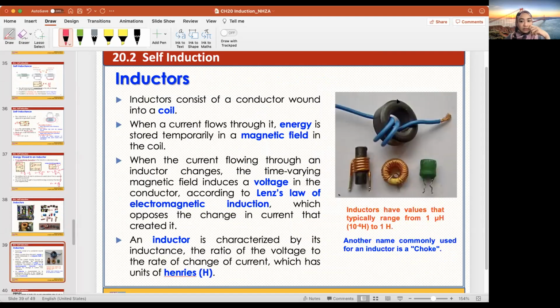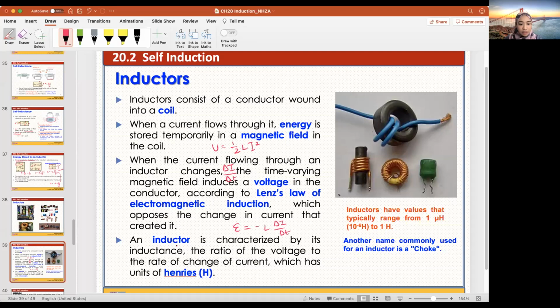So inductors consist of a conductor wound into a coil. When a current flows through it, energy is stored temporarily in the magnetic field of the coil. So U equals to 1 over 2 Li squared. So this is the potential energy. When the current flowing through an inductor changes, so delta I over delta T exists, the time-varying magnetic field induces a voltage in the conductor according to Lenz's law, which is EMF equals to minus L delta I over delta T.